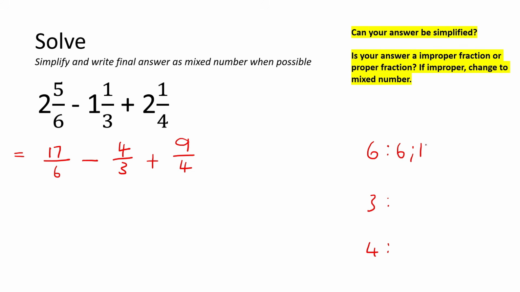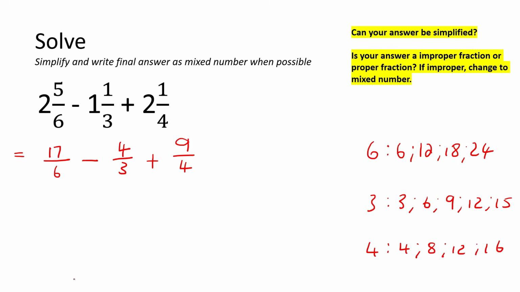So we count in sixes, 6, 12, 18, 24. Count in threes, 3, 6, 9, 12, 15. Count in fours, 4, 8, 12, 16. Can you see that they all have a 12? So in the next step, we will try to change all of these bottom numbers into 12. So we'll do that by multiplying this with a 2. What you do to the bottom, you do to the top. Here we'll multiply this by a 4 so that it becomes a 12. And then this one you'd multiply by 3 because 4 times 3 is 12. And what you do to the bottom, you do to the top.